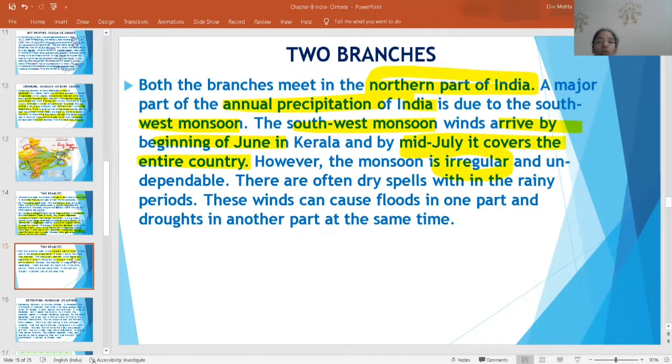The monsoon is irregular. You know when rain is going to come? No, it is uncertain. It is irregular and undependable. Rain is not dependent on anybody. We don't know when rain is going to come. Sometimes dry spells are there within the rainy periods. Dry spells means no rainfall in the rainy season. Sometimes these winds cause floods also. Sometimes heavy rainfall causes floods in one part, and in another part there is drought because there is no rainfall. Flood means heavy rainfall occurred, and on one side where there is no rainfall, drought occurs at the same time.